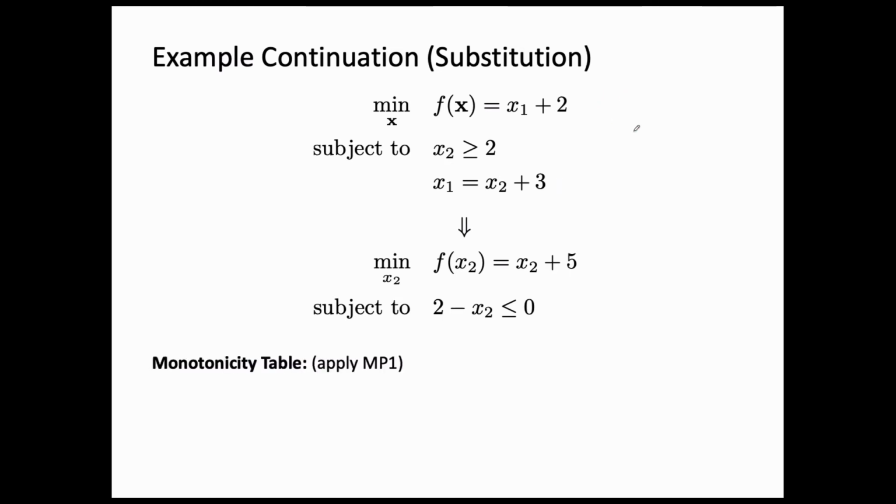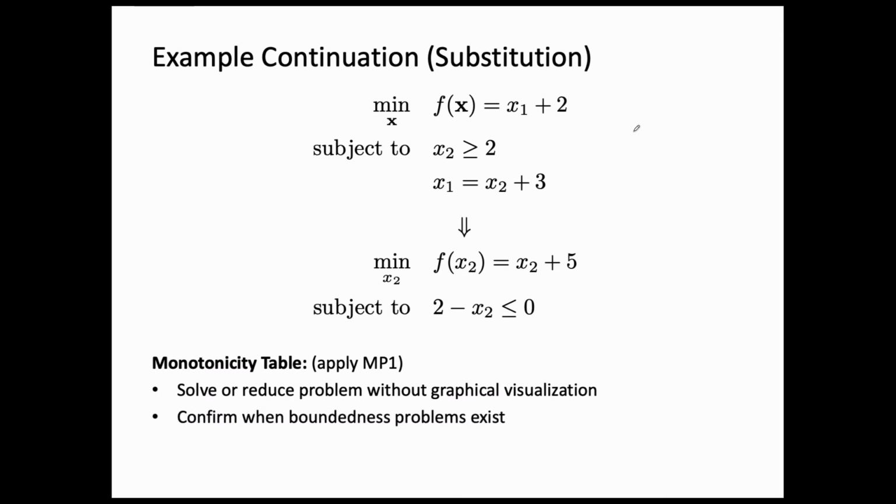Now we're going to introduce an important tool called a monotonicity table. This allows us to apply monotonicity principle number 1 to assess larger problems for both boundedness and also looking at constraint activity. It can allow us to sometimes even solve an entire problem, or more likely reduce the dimension of a problem without the benefit of graphical visualization. It also helps us to confirm when boundedness problems exist. It is possible for us to have a boundedness problem that is not discovered using the monotonicity table.